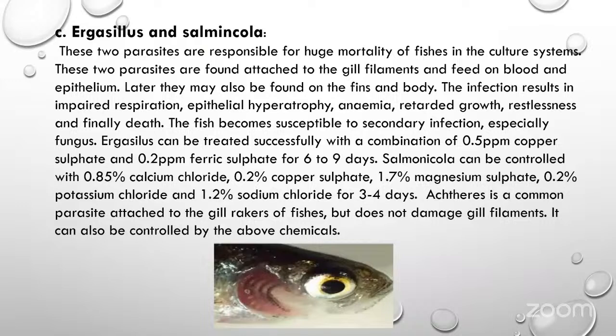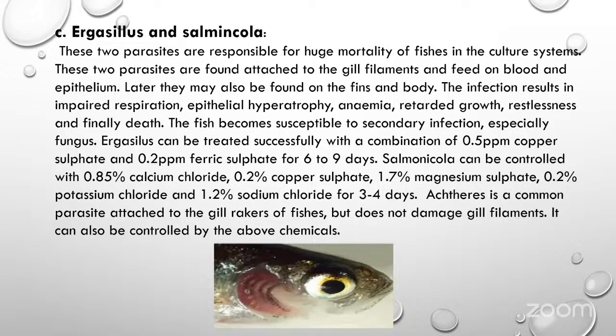Next one is Ergasilus and Salmonella. These two parasites are responsible for huge mortality of fishes in the culture systems. These two parasites are found attached to the gill filaments and feed on blood and epithelium. Later, they may also be found on the fins and body.